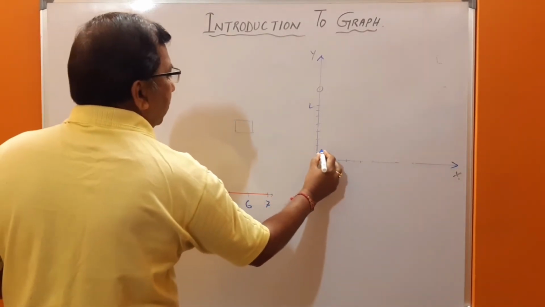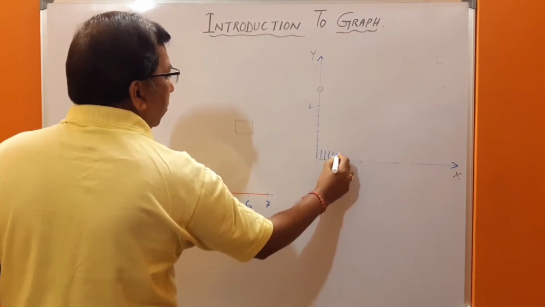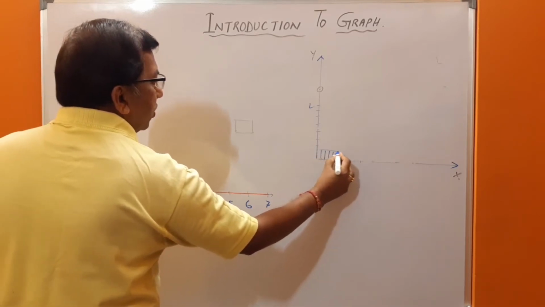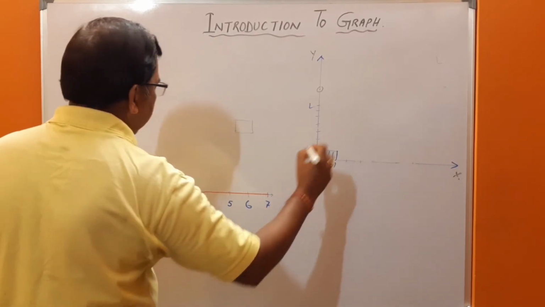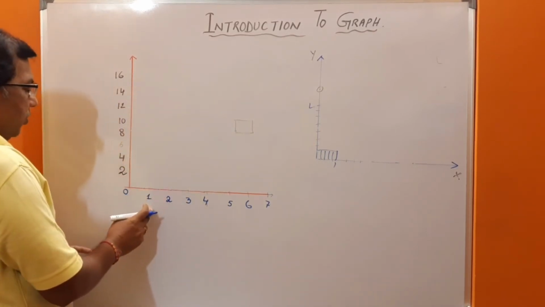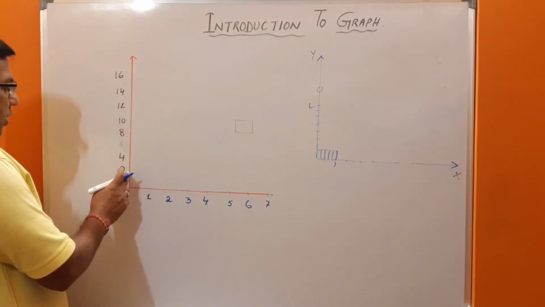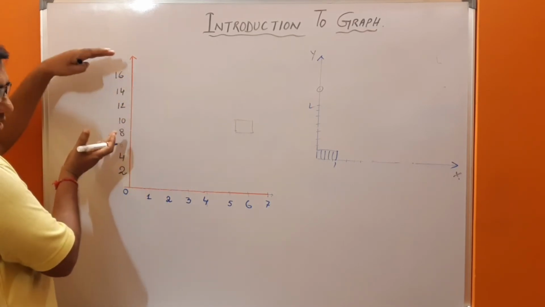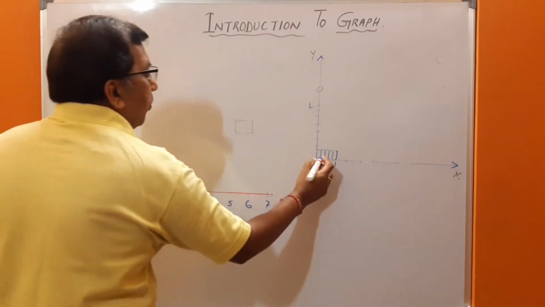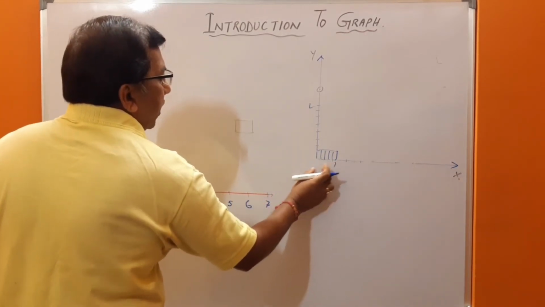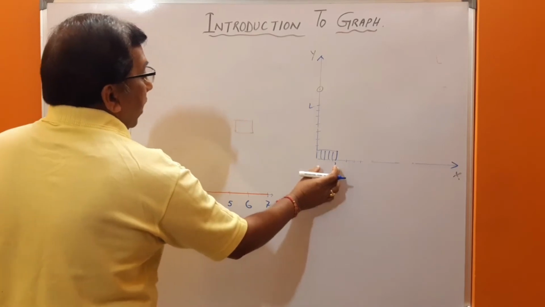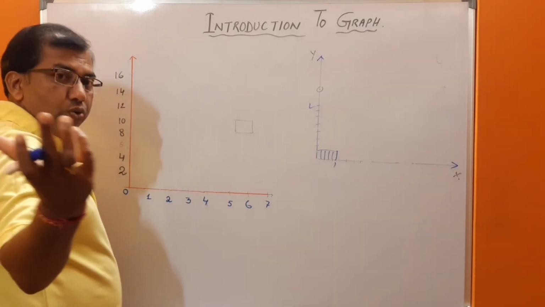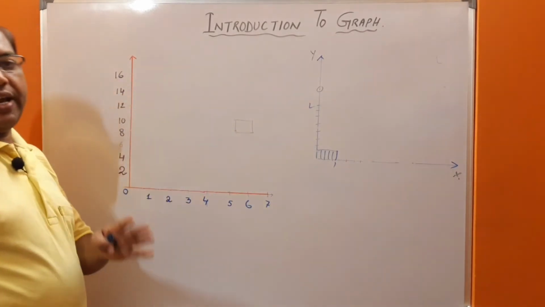There will be small square boxes. Suppose 5 small units are taken as 1 on the x-axis, and 5 small units are taken as 2 on the y-axis. So 2, 4, 6, 8, 10: a difference of 2 is one step. 5 small square units along the x-axis are taken as 1, and 5 small square units along the y-axis are taken as 2. In this way, you have to plot the graph.